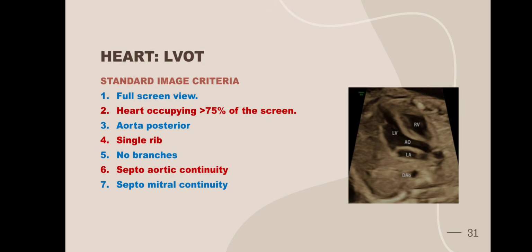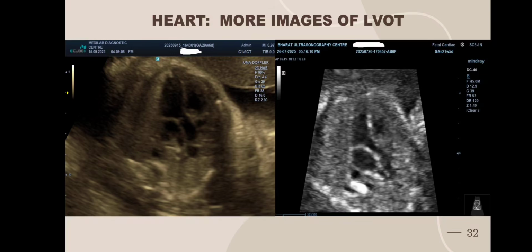When the aortic root becomes visible arising from the left ventricle, the image is termed the 5-chamber view. Although the aortic root is not a true cardiac chamber, its visualization is crucial for confirming normal outflow anatomy. More images of LVOT.